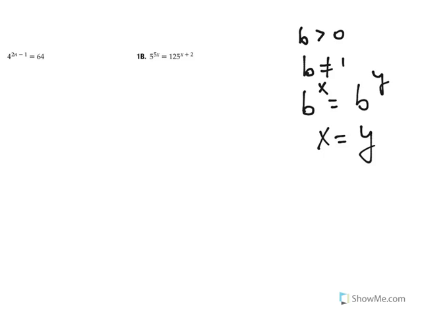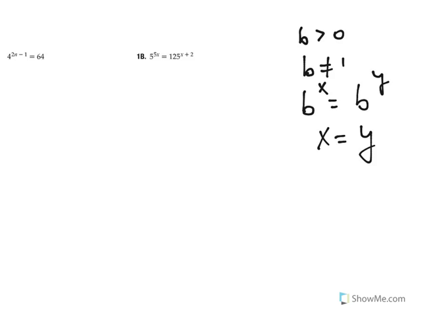If b is greater than 0 and b is different from 1, then b to the x power equals b to the y power if and only if x is equal to y. So let's think how we can solve this equation, the first one.